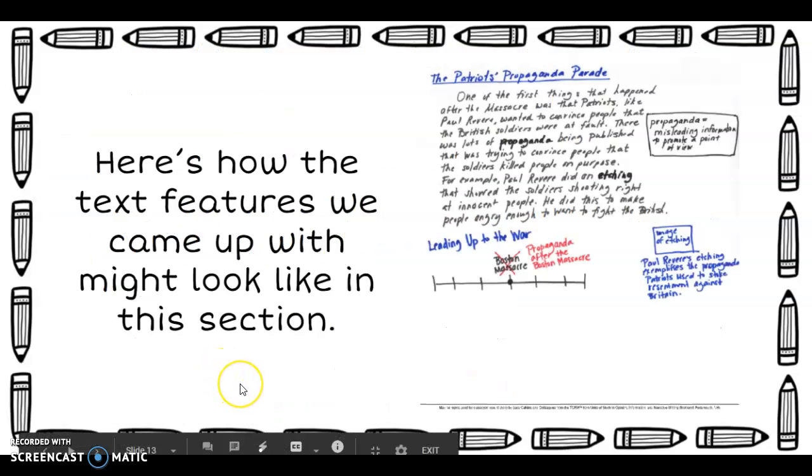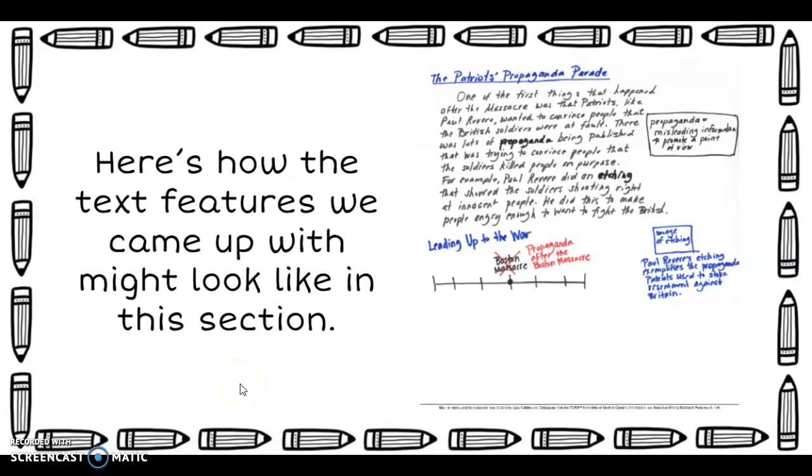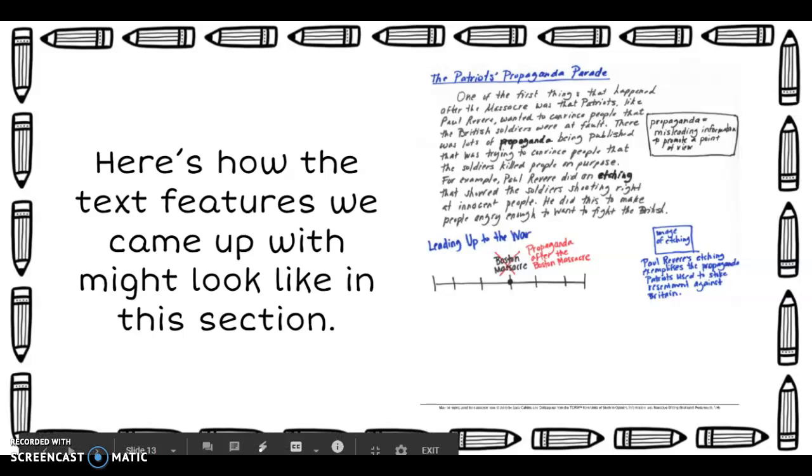This is what it might look like. These text features might look like this in this particular section. You can see a timeline, an etching picture, definition of propaganda, and so on.